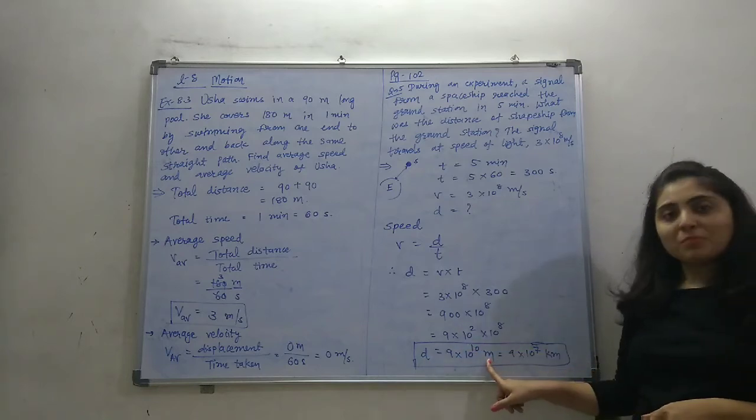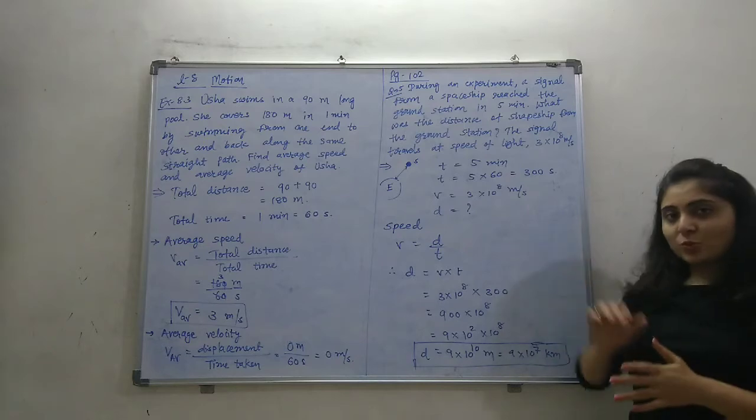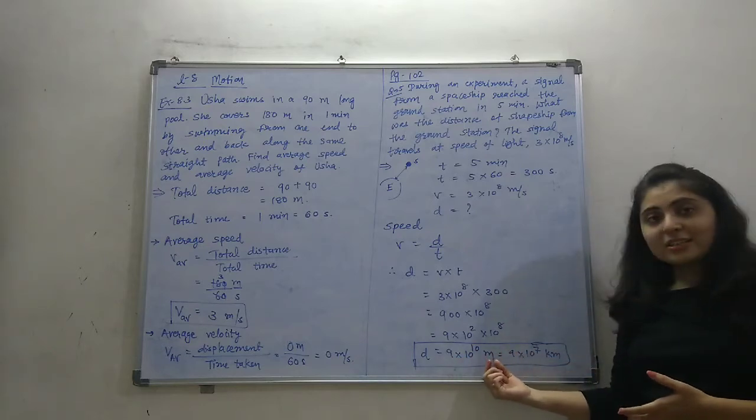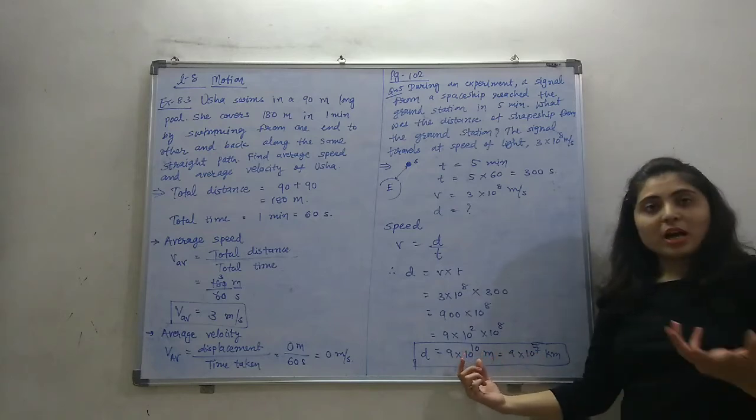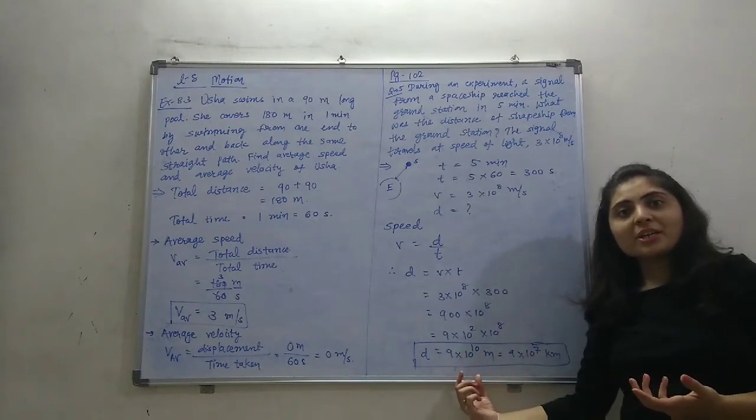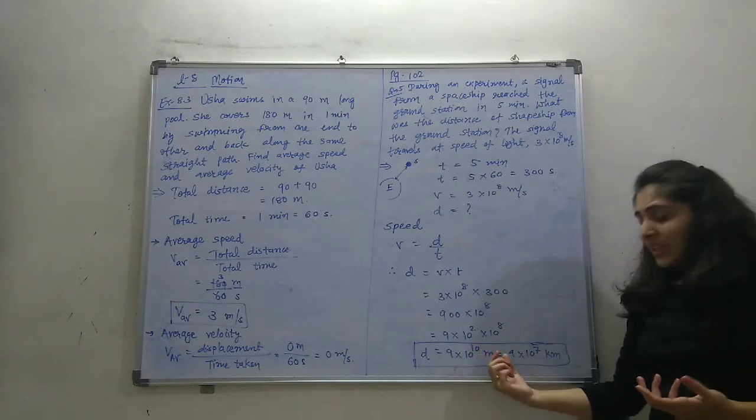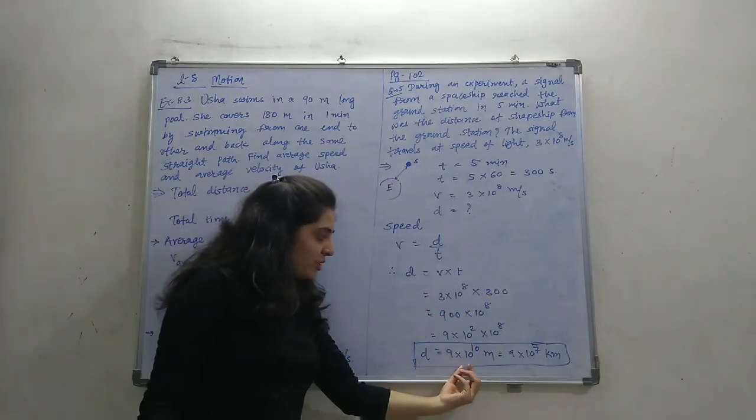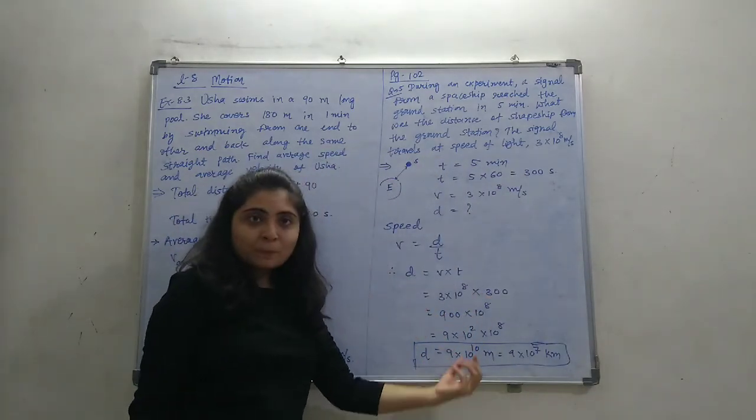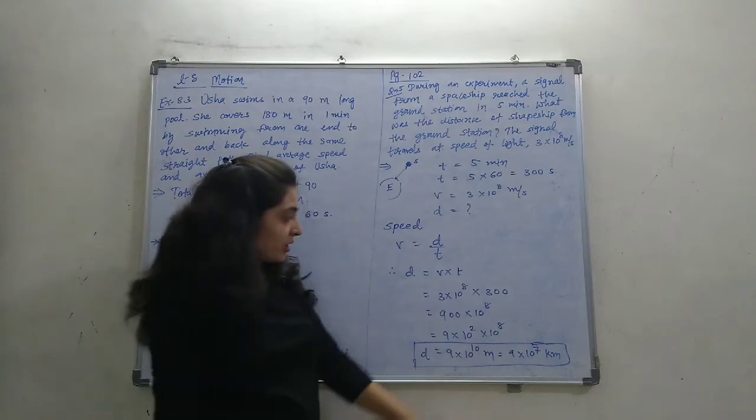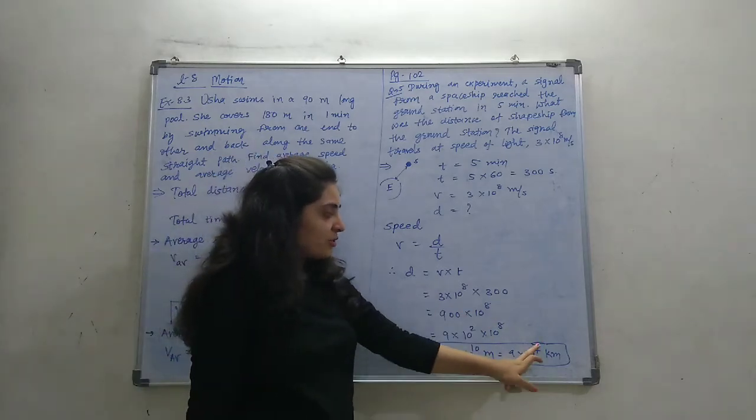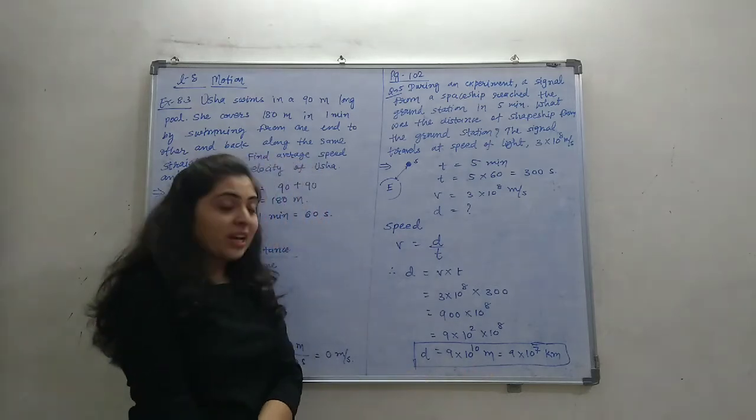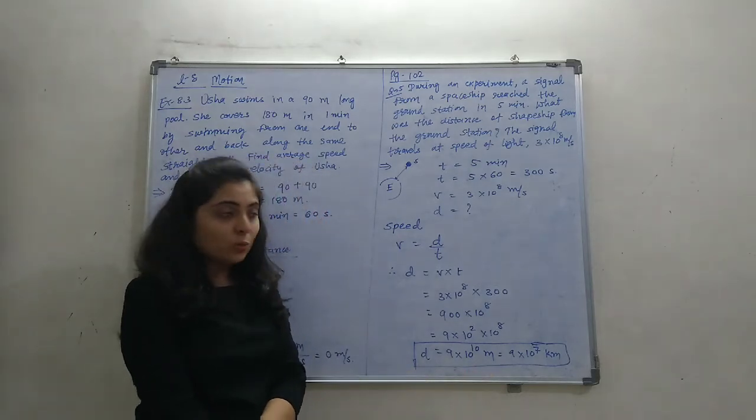So unit will be meter. So how much distance is the spaceship? 9 into 10 raised to 10 meter. And if we need the distance in kilometer, then how to convert meter to kilometer? Dividing with 1000. So 1000 means 10 raised to 3. 10 cube means 1000. So in division, when there is a 10 raised to 3, then the power will be subtracted. So 9 into 10 raised to 7 kilometer. So spaceship is at the distance of 9 into 10 raised to 7 kilometer.